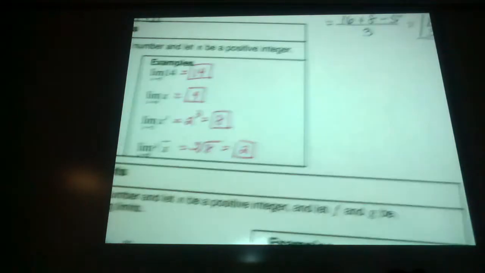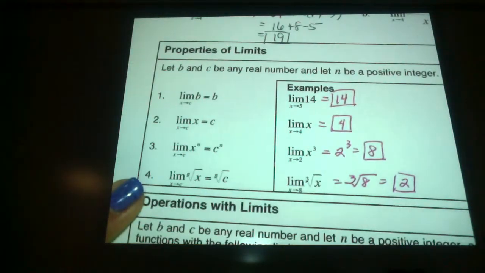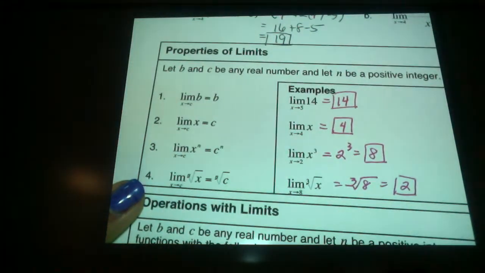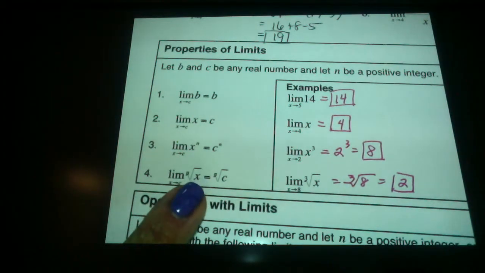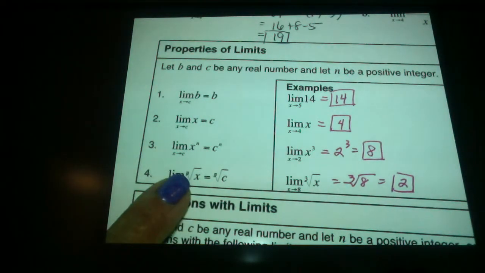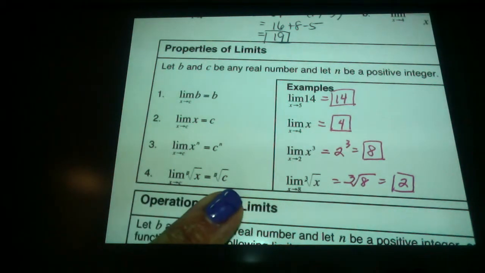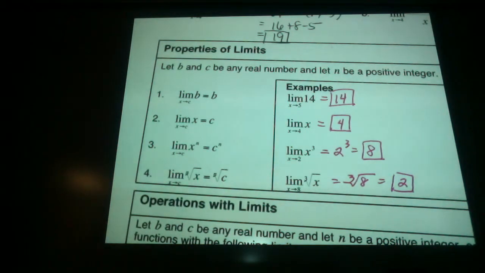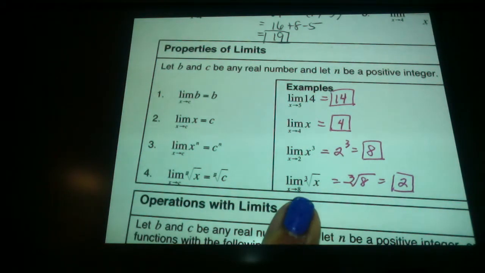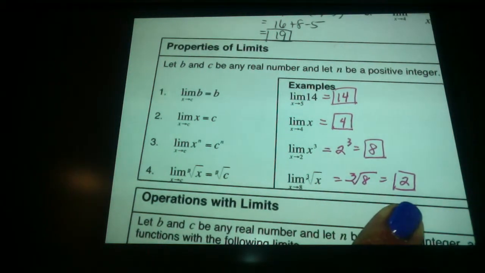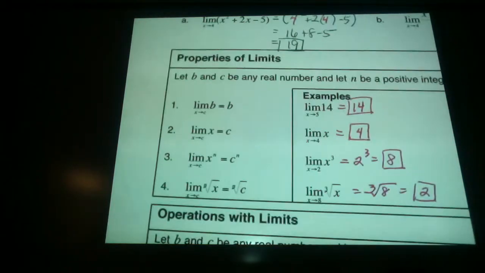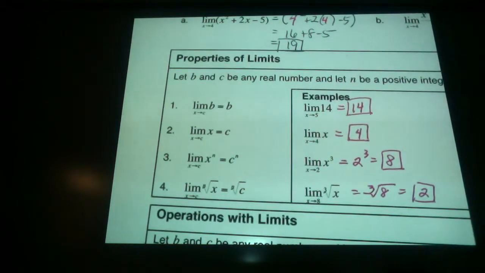What about square roots? Or cube roots, or fourth roots, or whatever root it might be. If you have just a plain x under there, you're going to replace x with that number that x is approaching, in this case c, and just take the root of that. So in this case, we're taking the cube root of x as x approaches 8. So the cube root of 8 is 2. So those are easy. Question? I can't hear you, dear.